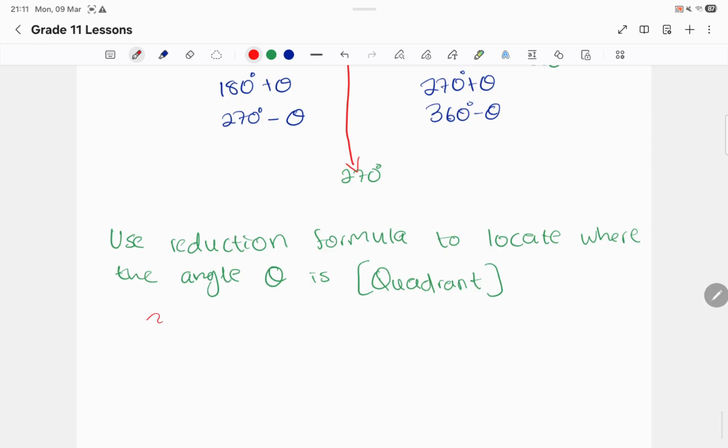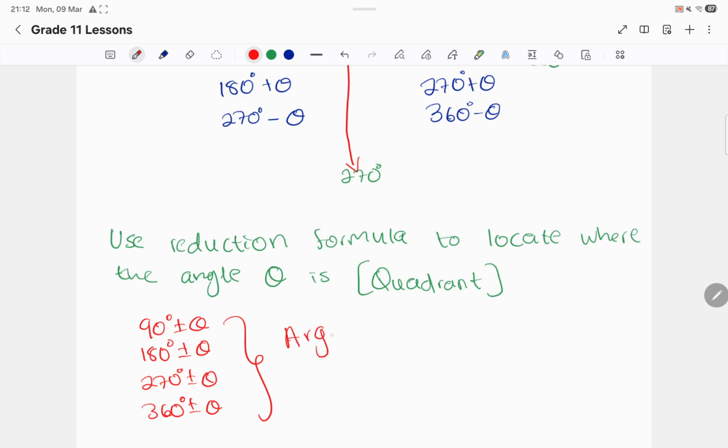So the arguments that we have are 90 degrees plus or minus theta, and then 180 degrees plus or minus theta, 270 degrees plus or minus theta, and 360 degrees plus or minus theta, right? So these are called what? They are called arguments, right? And how do we express arguments?